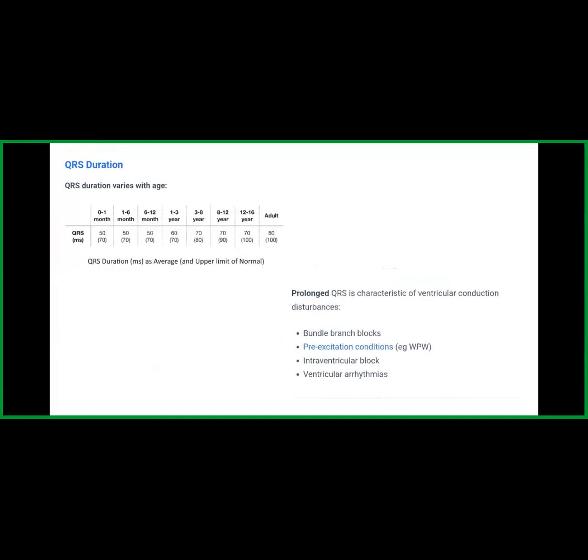When we talk about QRS duration, again, QRS duration is age-bound. Prolonged QRS duration is characteristic of ventricular conduction disturbances, congenital bundle branch blocks, WPW syndrome, intraventricular blocks, and ventricular arrhythmias, all of which affect QRS duration and morphology. We have lined up lectures to take care of all these problems. Today, just focus on two important points: the duration of QRS and the duration of PR interval are dependent on the age of the child, and we have to have these normal durations written or printed with us.